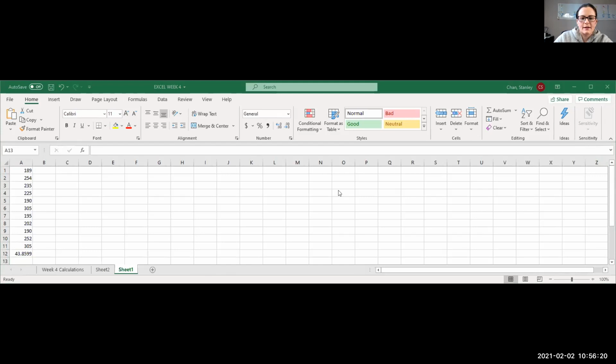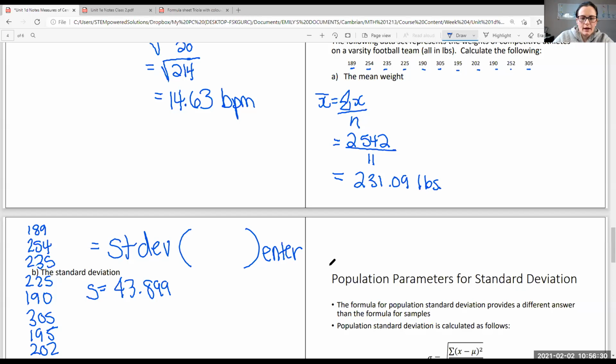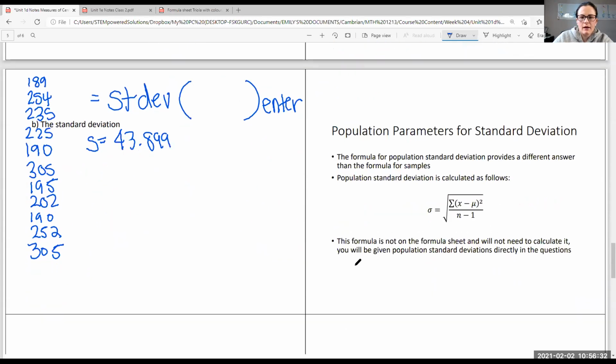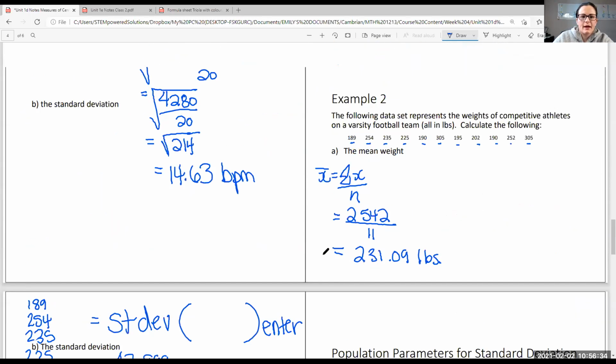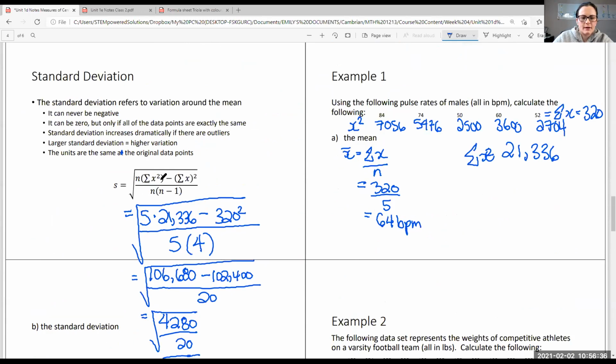Excel is much faster than doing any calculation by hand. So I would definitely recommend Excel. Okay. And if you want to do it by hand, then you need to know how to use this formula.